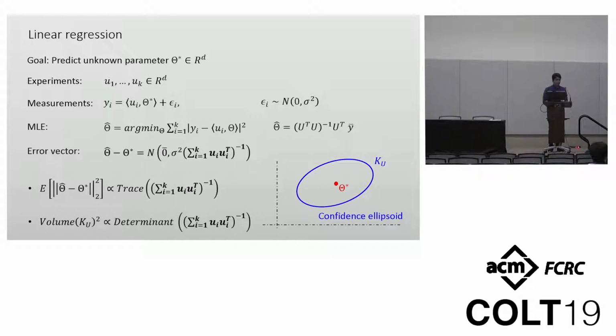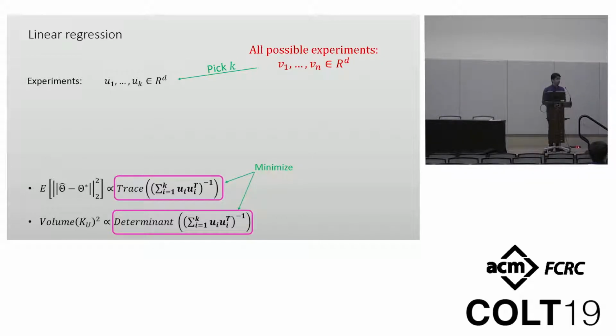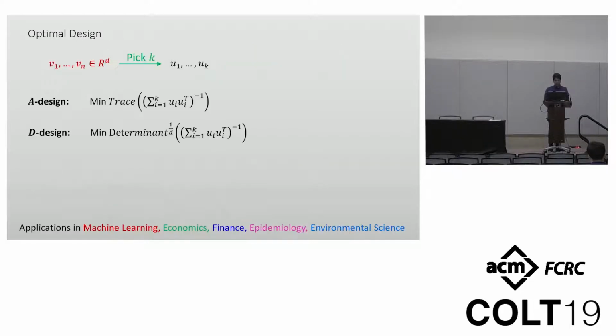Now in a traditional setting, our experiments are fixed, but suppose we can choose the experiments we want to run such that these errors are small. So we have a set of n possible experiments, but we have some budget. We can't run all the experiments. We can run only k of them, such that we want to minimize these two measures of error. If we are minimizing the trace of the covariance matrix, that's known as the A-optimal design problem. If we are minimizing the determinant of the covariance matrix, that is known as the D-optimal design problem.